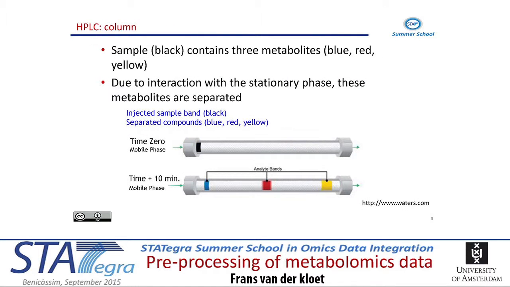So if I look at it schematically, in the column itself, what happens? If we look at a sample which is injected, which I've represented here with a black band, then as time progresses there is a continuous flow of solvent. Because of ion exchange and adsorption effects, I get a separation between the compounds that are in my sample. That's what we want, because then I've got a nice separation. Then in time I can identify or quantify my compounds of interest.